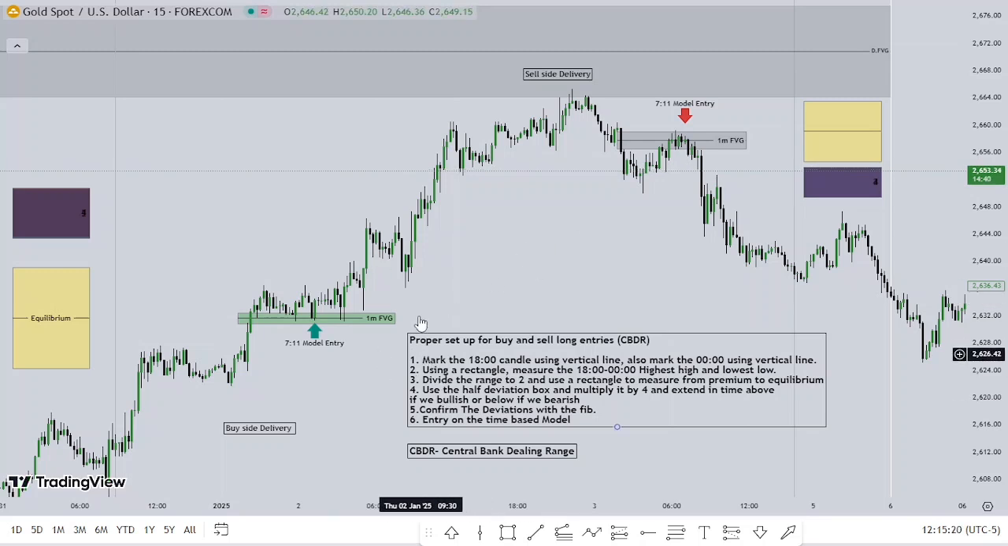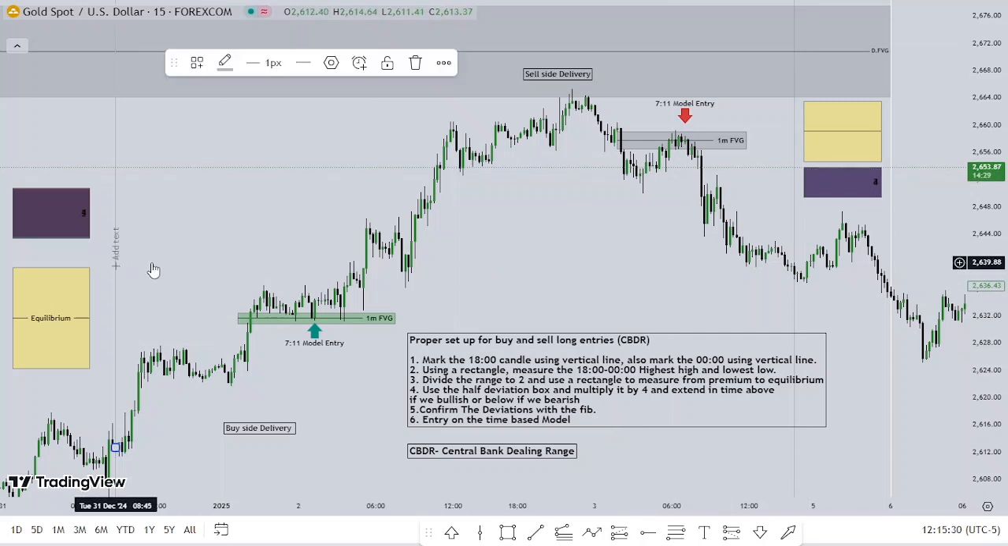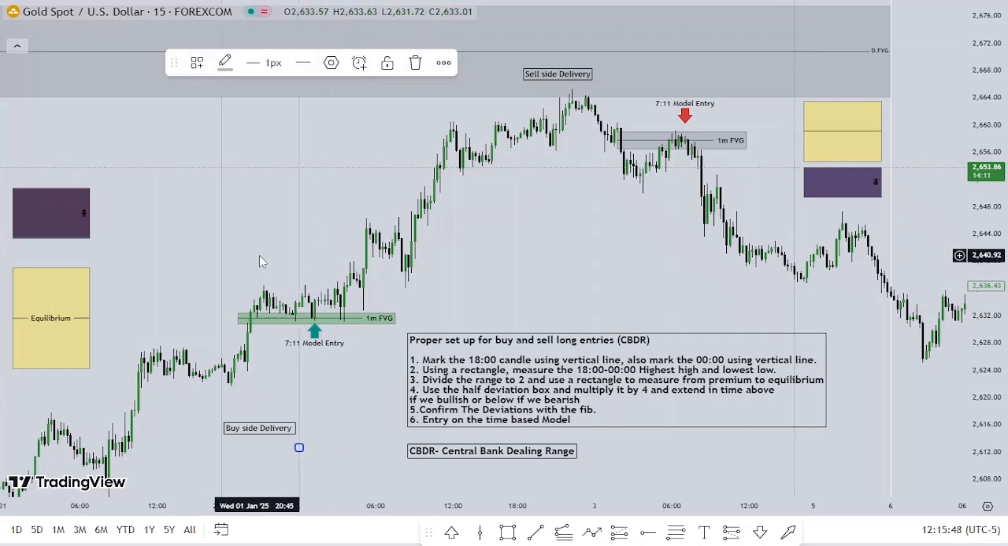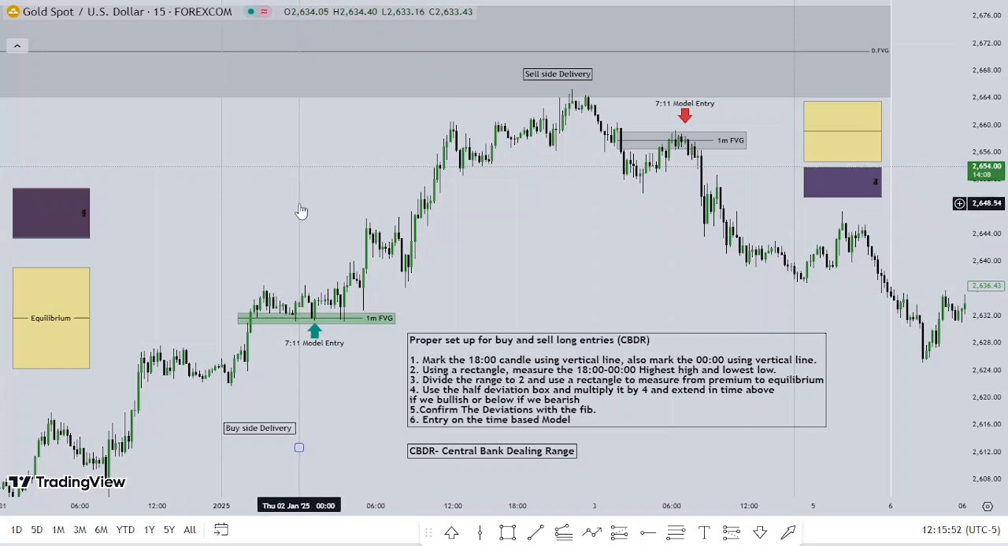So we have a few steps here that we need to follow. Step one, mark the 18-hour candle using the vertical line. Also mark the 00 using the vertical line, the midnight candle. So I'm just going to take this line here and mark the 18 hours, which is here, and also mark the 00-hour GMT, which is here. So we already marked the 18 hours and the 00 hours. We explain more in detail in the mentorship. As I said, I cannot get into detail on why exactly we're marking these specific hours, but we explain more in our mentorship.